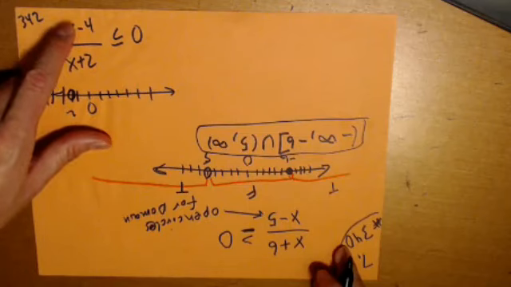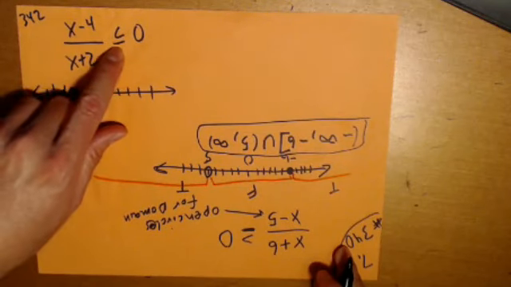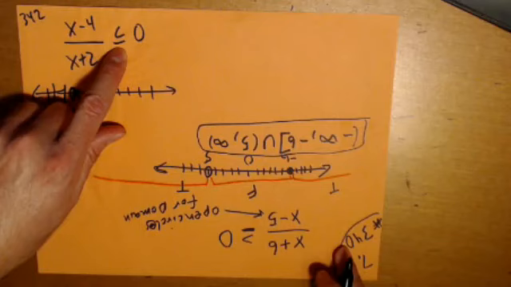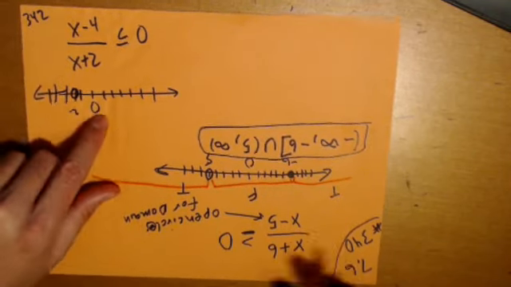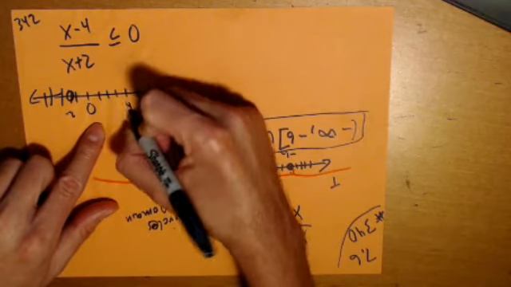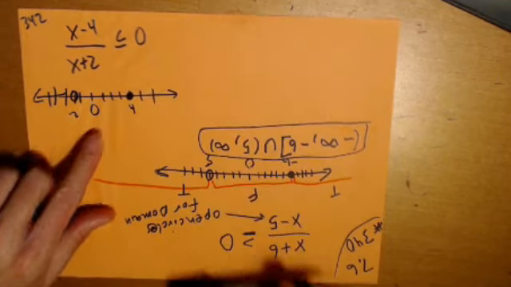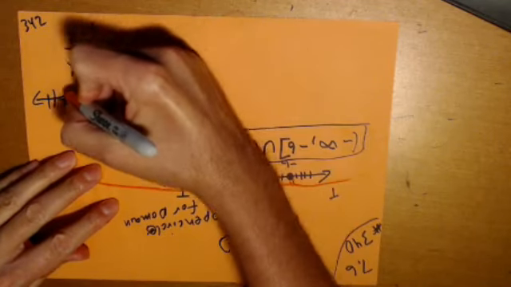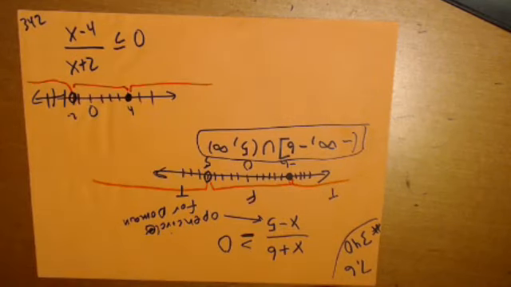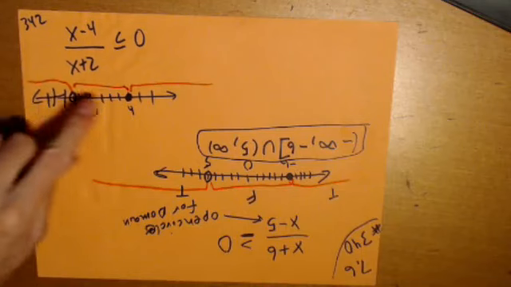Up top, open circle or closed circle? Oh, it's underlined. It's or equal to, so it's going to get a solid dot. What makes the top 0? Positive 4. Now you should see the three areas. This area, that area. So we need to choose 3 test points.